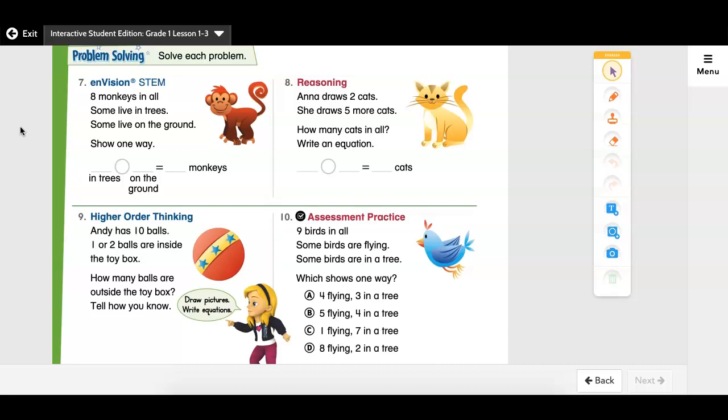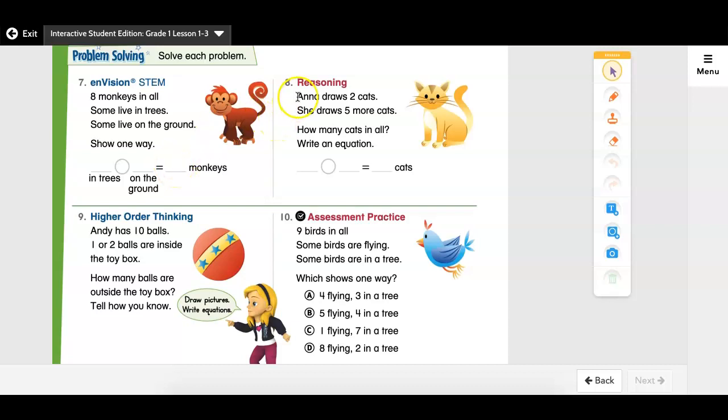Well, it already told us we have 8 monkeys in all. So right after the equal sign is the total number of monkeys. So now you are going to decide how many monkeys live in the trees and how many monkeys live on the ground. And whatever numbers you decide to add together, they have to equal 8.